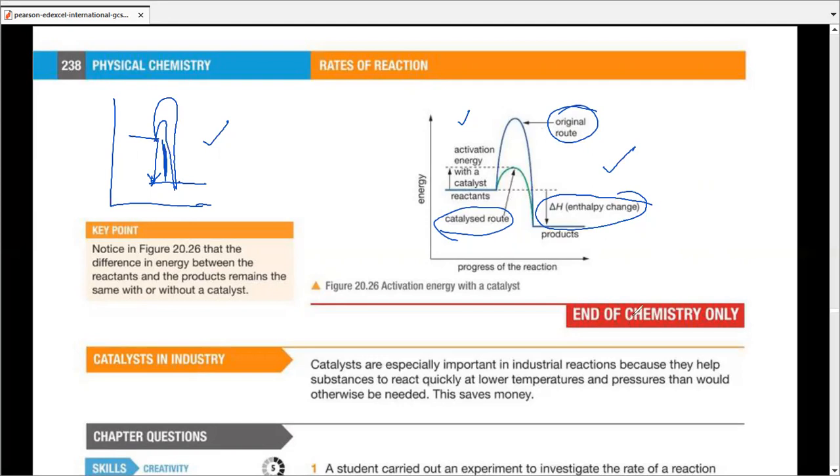Yes. One last small point, catalysts in industry. Catalysts are very important in industrial reactions. Why? Because they help substances to react quickly, even sometimes at lower temperatures and pressures than would otherwise be needed. And at lower temperatures and pressures, we do not have to burn our fuel. We do not have to go with sophisticated equipment. So this saves a lot of money. Make sense? Yes. Great. This also finishes the chapter for us.